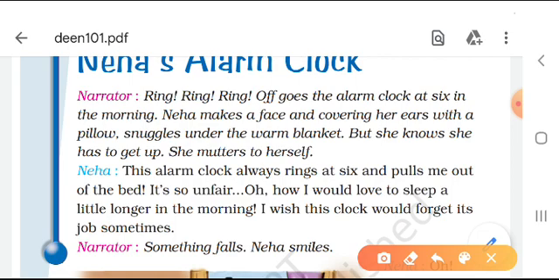Sometimes we also make such a face when we do not want to do anything.